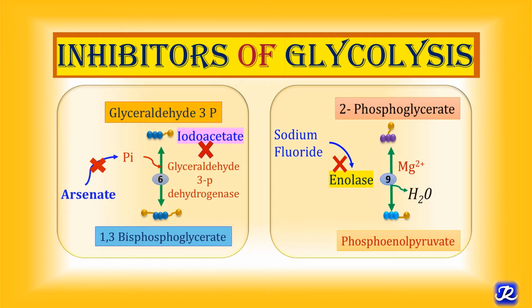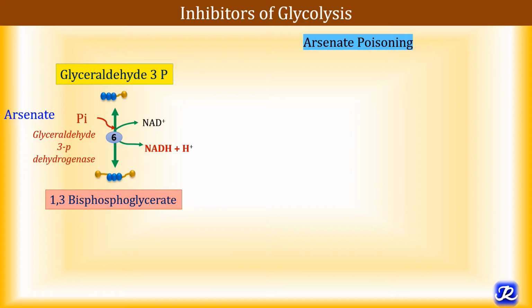Everyone, in this video, I am going to talk about inhibitors of glycolysis. Glycolysis is affected in arsenate poisoning. What is this arsenate? It is the inorganic form of arsenic. There are two inorganic forms, arsenate and arsenite, and these are toxic. They are present in wood preservatives, insecticides, pesticides, fungicides, and even in the deep borewell groundwater.